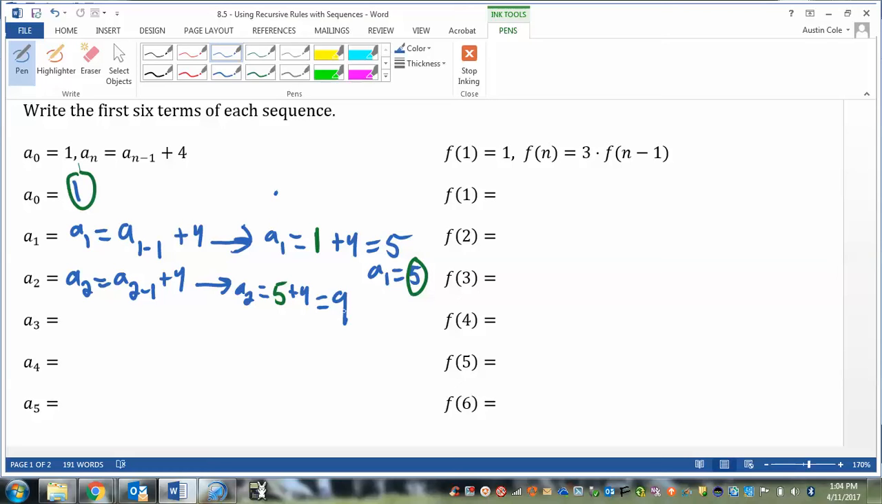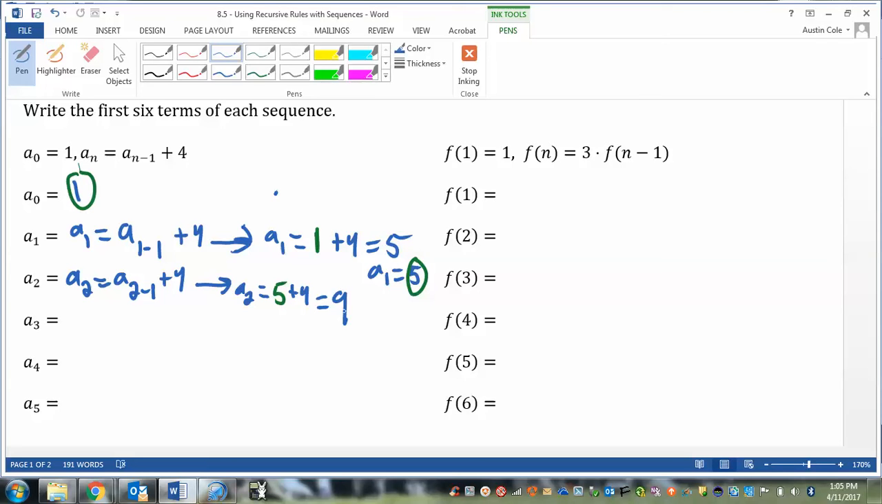So we couldn't just plug something in if we didn't know a sub 1, right? If we plugged 2 in there and didn't know a sub 1, we would have no idea what was going on, right? Okay, so that's the idea here. Now what do you notice? We started at 1, a sub 1 was 5, a sub 2 is 9. What's happening each time? Going up by 4, exactly.